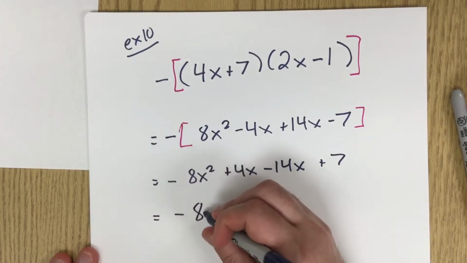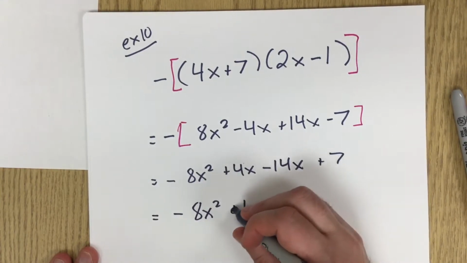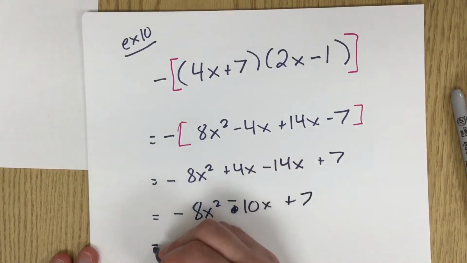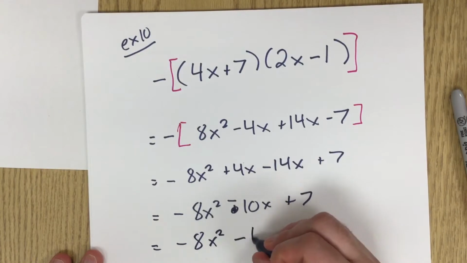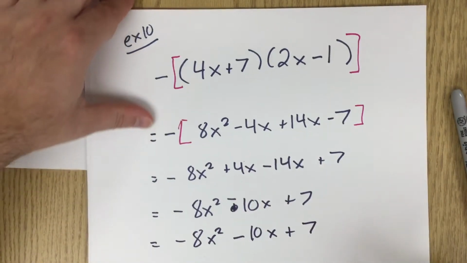So we have minus 8x squared plus, minus 10x plus 7. And just to rewrite it because I screwed up the last line, it'd be minus 8x squared minus 10x plus 7.